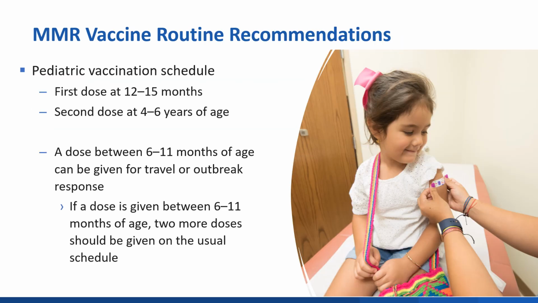According to the typical pediatric vaccination schedule, a first dose of MMR is given between the ages of 12 to 15 months, and a second dose is given between the ages of 4 to 6 years before school entry. A dose before 12 months of age can be given if needed to provide protection, either during international travel or during an outbreak response. And if a dose is given between 6 to 11 months of age, 2 more doses should be given on the usual schedule.